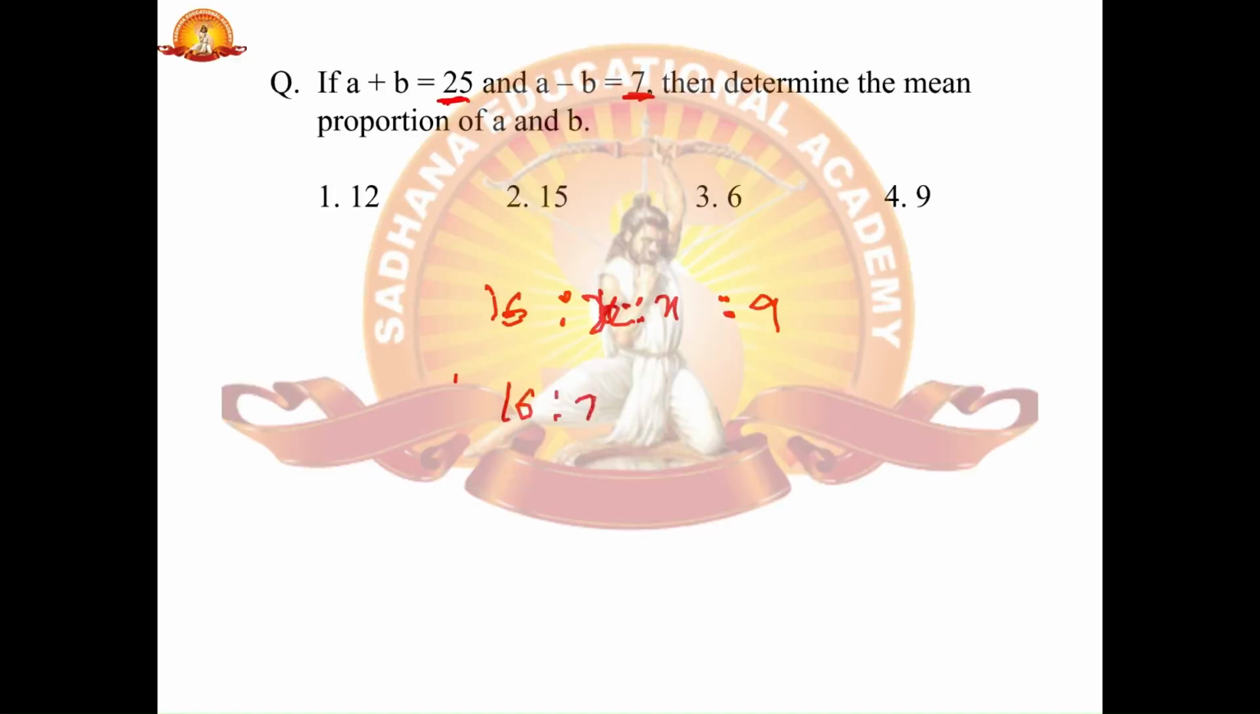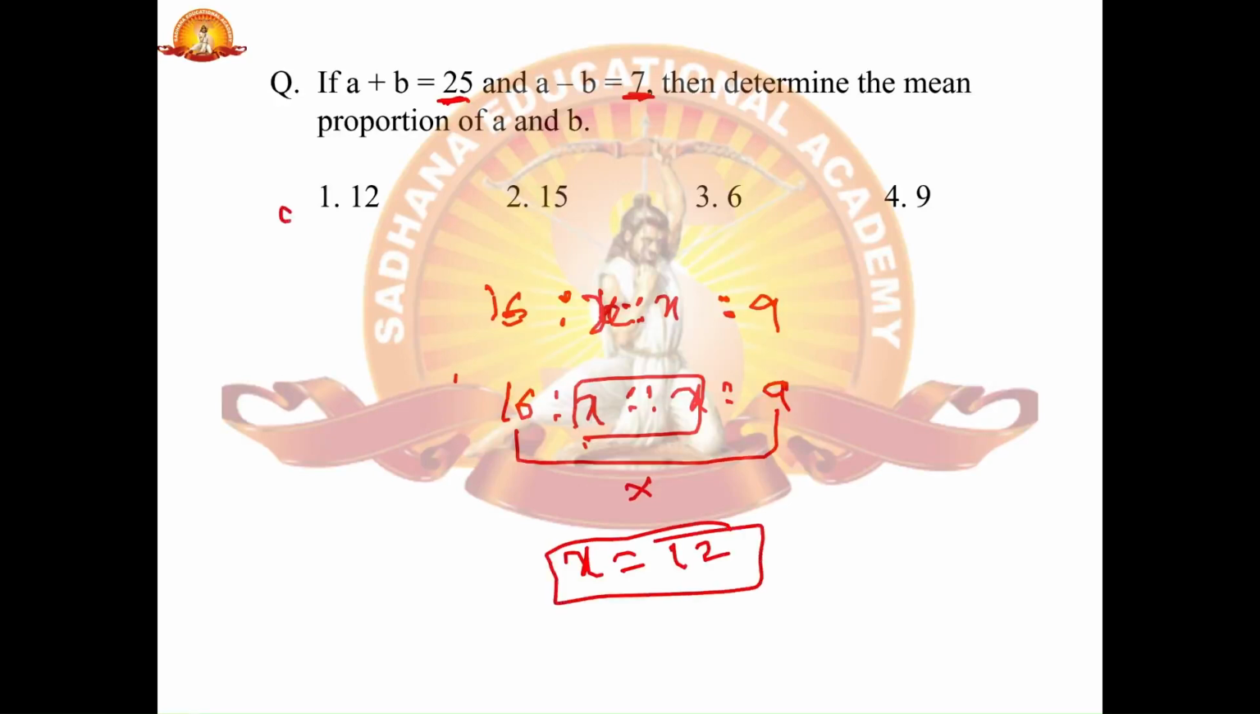So, 16 is to x is as x is to 9. The mean proportion is x. So, we have x square is equal to 144. X is equal to square root of 144 is 12. The answer is first option.